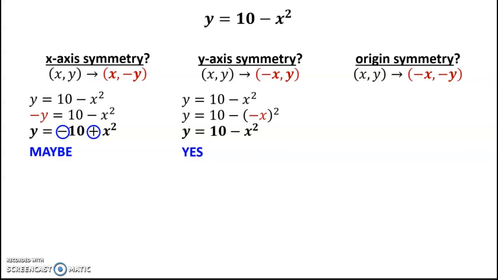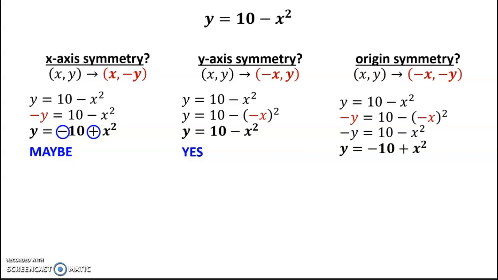To test for origin symmetry, we're replacing both the x and the y. And then I'll manipulate the equation a little bit, solve it for y, and then this is also a maybe because my signs are not correct. 2 more examples.